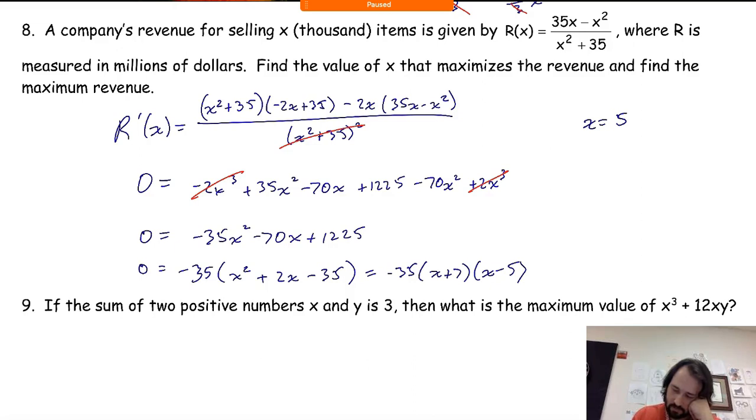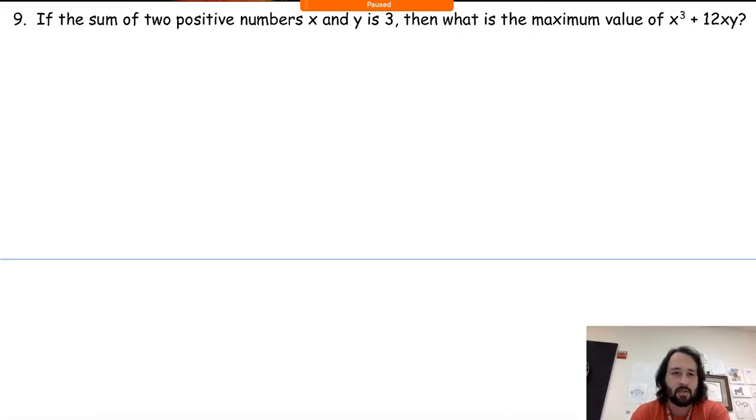1,000 items. And then my revenue of 5 would be a big number. So 35 times 5 minus 25 divided by 25 plus 35. So 2.5 million dollars. All right, last one.